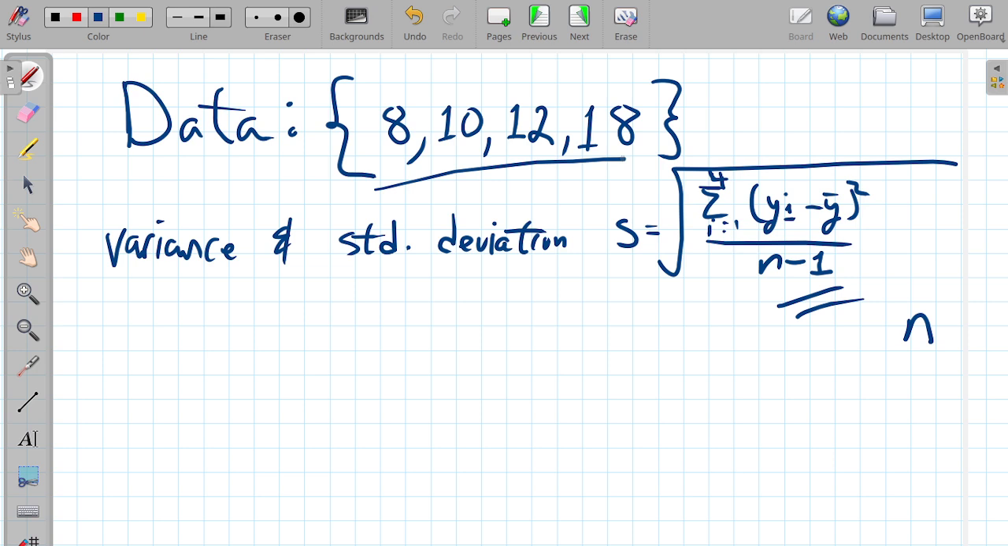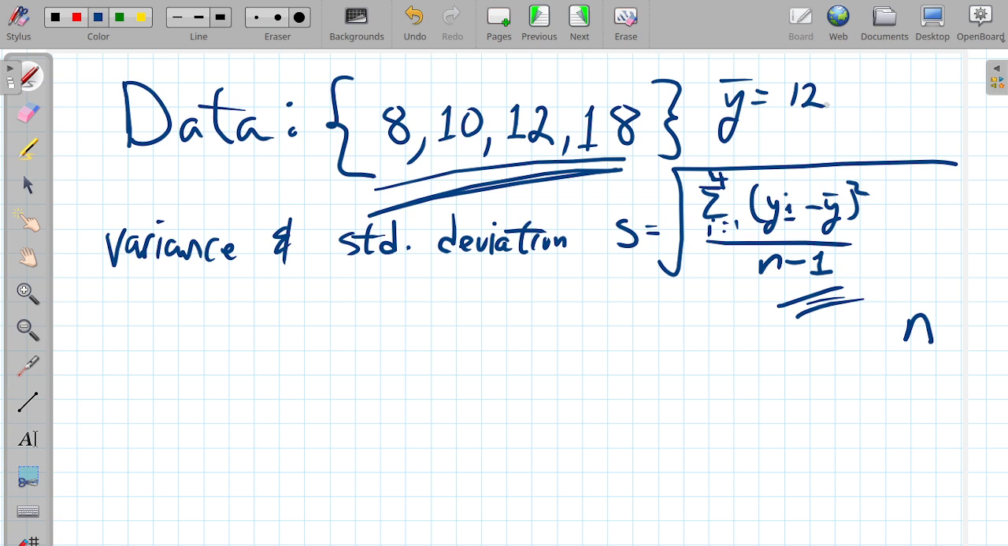But this data, and nearly everything in this course, relates to sample data. This is a subset of a larger group of numbers. Then we divide by n minus 1. All right, enough of that. We know that y bar, I'll repeatedly come back to that concept as we go through this course.